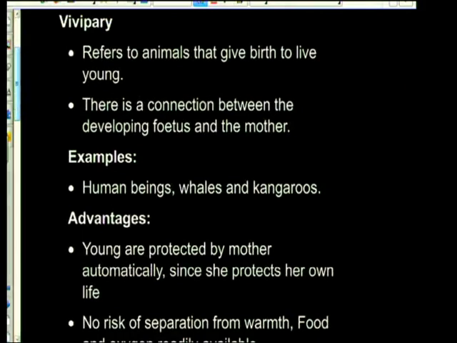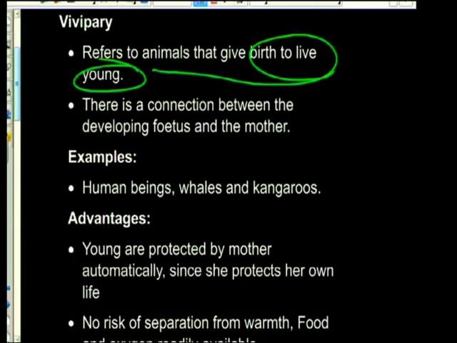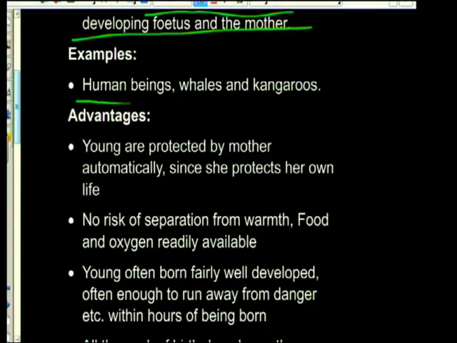Vivipary refers to another opposite end. It refers to animals that give birth to live young. So oviparous was egg laying and egg development outside the body. Viviparous, there's no real egg, and the young are born alive. That's the most important thing. The young are born alive, like us. When this young is developing inside the body of the female, there is a connection between the developing fetus and the mother via an umbilical cord or other structures. Examples: human beings will be top of the list, whales, kangaroos.